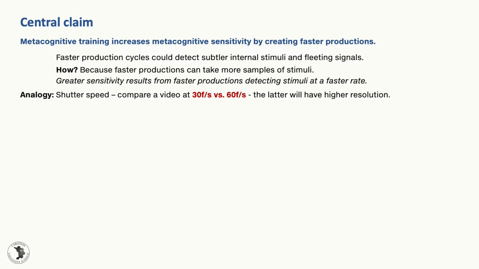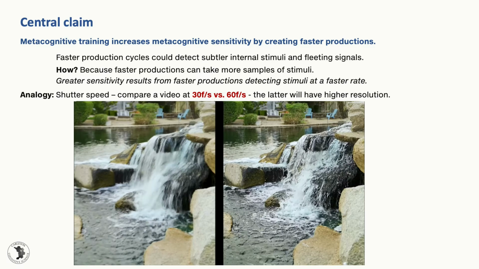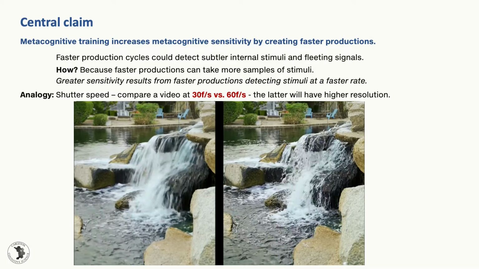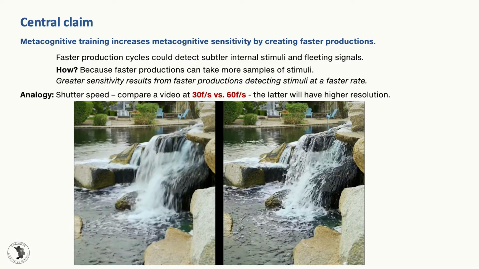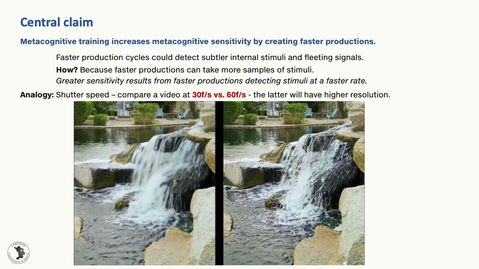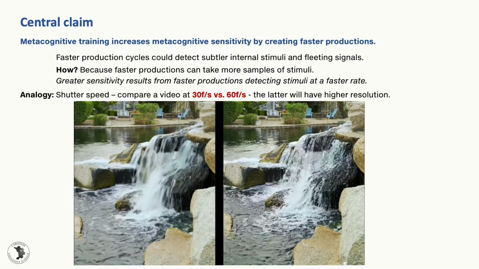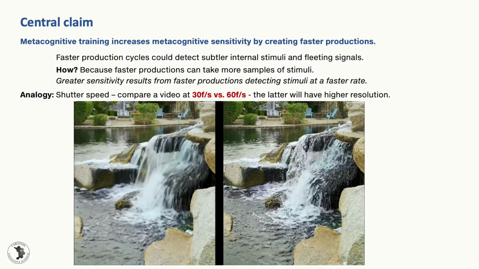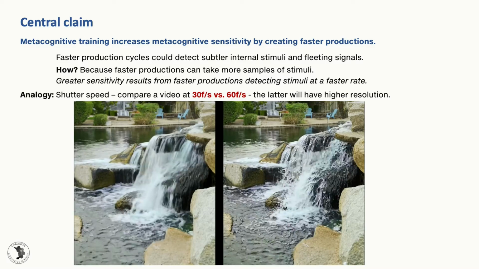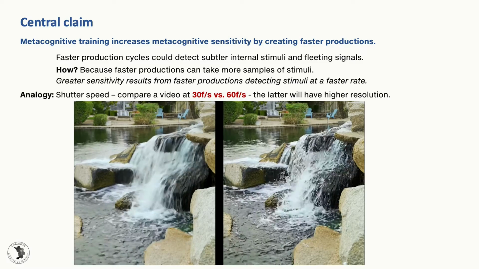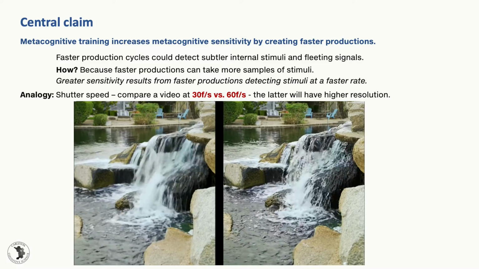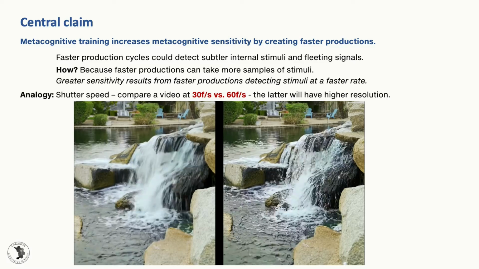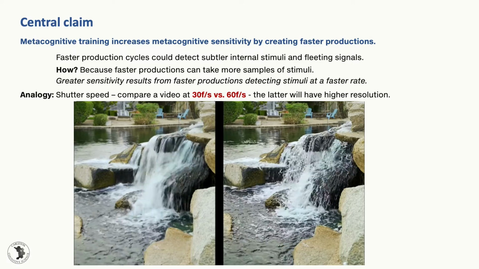And so we now have an analogy, which is the shutter speed of a camera. A shutter speed at 30 frames a second versus 60 frames a second. We know that 30 frames per second is going to be less clear, less distinct than our ability to detect stimuli at 60 frames a second. More shutter speed, more samples, greater resolution, greater fidelity to what we're trying to understand. So this is one analogy we're trying to use: how more resolution and greater fidelity to the stimuli can be achieved by taking more samples in a shorter amount of time.